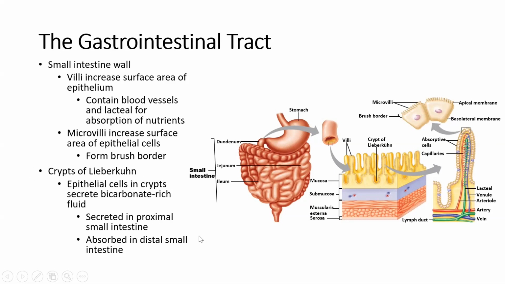We also see crypts of Lieberkühn, and crypts of Lieberkühn are kind of similar to gastric pits, but they're basically invaginations of the epithelia here, and they have cells that are lining these crypts that secrete bicarbonate-rich fluid. Now, in the small intestine, we want this bicarbonate-rich fluid to neutralize the acidity of the chyme that's coming down from the stomach. So this fluid is secreted mostly in the proximal parts of the small intestine, so mostly in the duodenum, right, the early small intestines, and then that can be reabsorbed in the distal parts of the intestine.